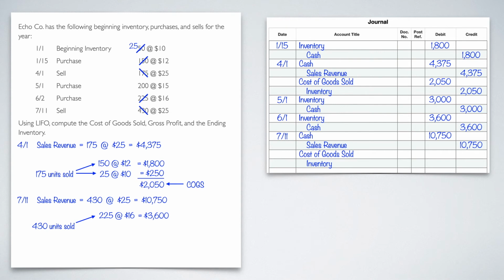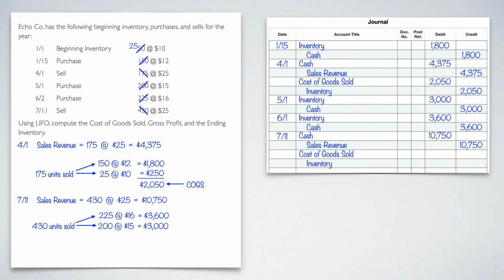I haven't hit 430 yet, so I need to pull some more. Where am I going to pull that from? What's the next one going up, which is the 5/1 purchase. And of those 200, I'm going to pull all 200 of those out. So 200 at $15 a piece, that's going to be 3,000. Put a little slash mark through the 200 because we don't have any more of those.